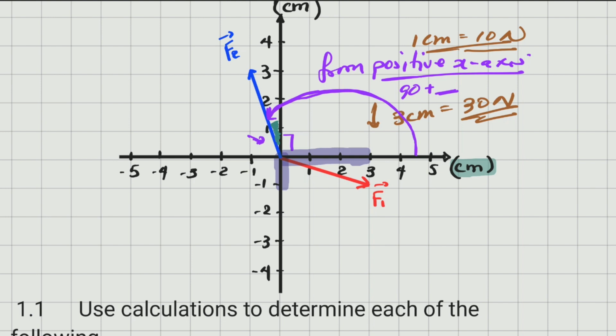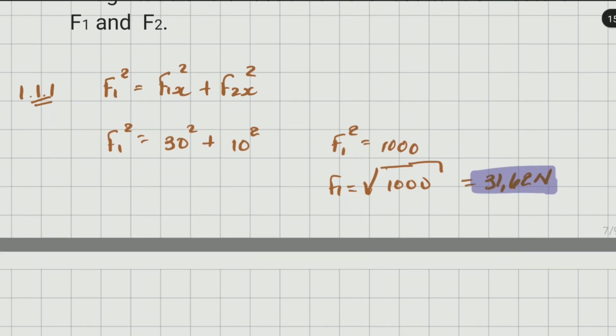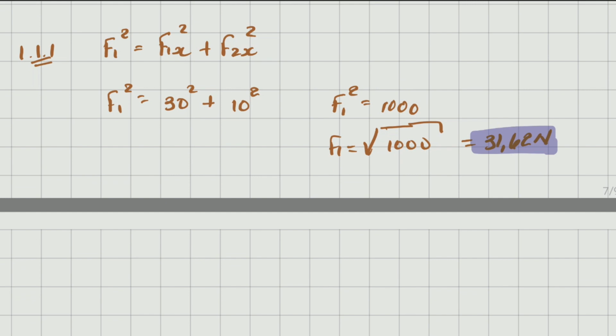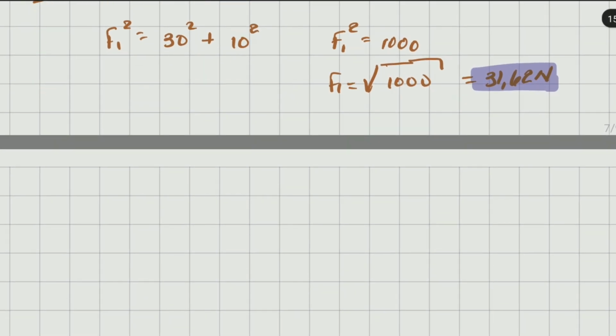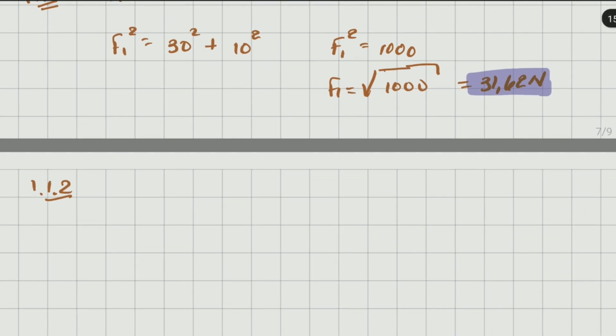So we have that the opposite side is 1 or 10. In this case, it does not really matter if you use 1 or 10, and the adjacent side is the 3 or 30. So we are going to solve that question real fast. This is question 1.1.2. And now they want the direction. So we are going to first of all calculate the little theta.